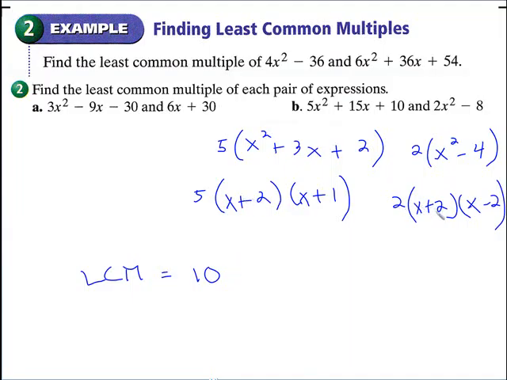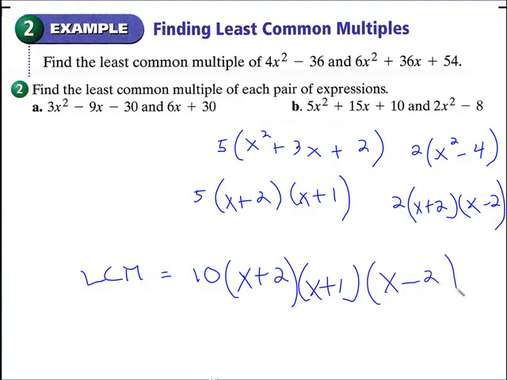X plus 2, this one has an x plus 2, this one has 1, this one also has 1, so just put 1. They both have the same amount of terms, which is just 1. Then you need an x plus 1, then x minus 2. Then you're set. So this would be your LCM.